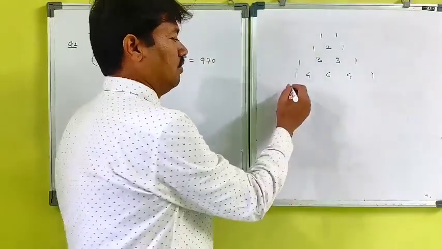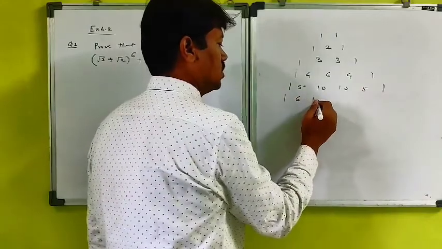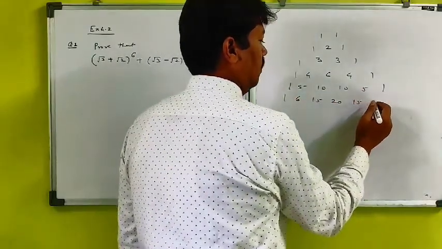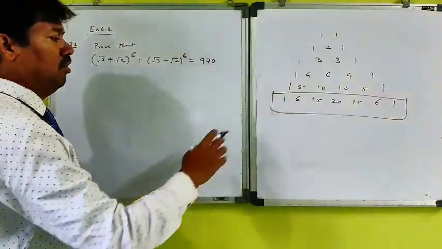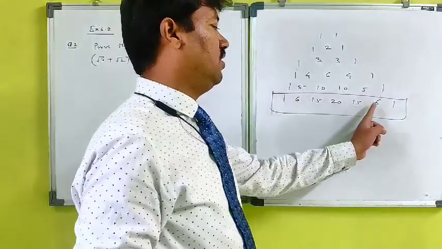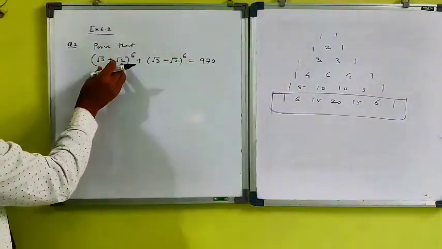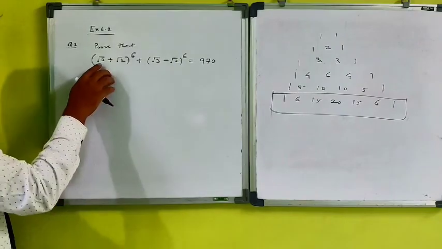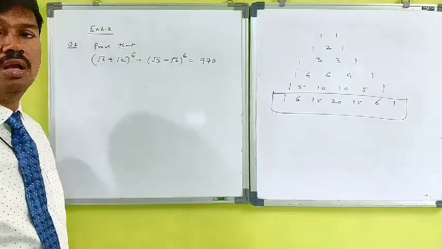Yes, here. This is right. 1, 5, 10, 10, 5, 1. Next is 1, 6, 15, 20, 15, 6, 1. So this is our coefficient for the sixth power. That is 1, 6, 15, 20, 15, 6, 1. So now we will use this one to find the expression. The power of the first term goes on decreasing and the power of the second term goes on increasing.